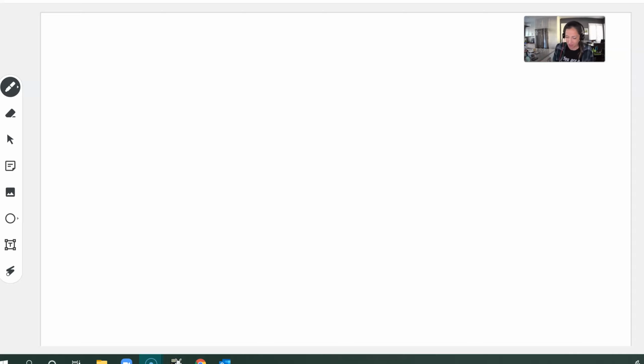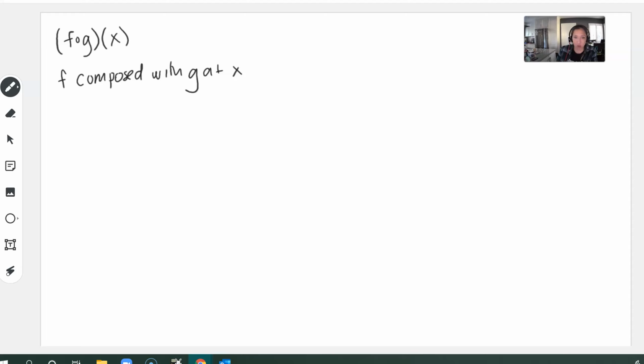Here's what matters: composition of functions. We have lots of different ways to write and say it as mathematicians. One notation you'll see is the f circle g notation. We read this as f composed with g at x. That doesn't mean a lot to students, at least.